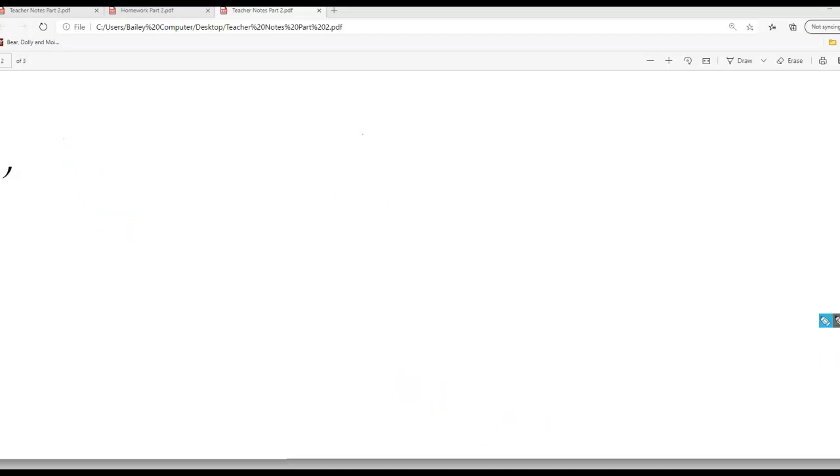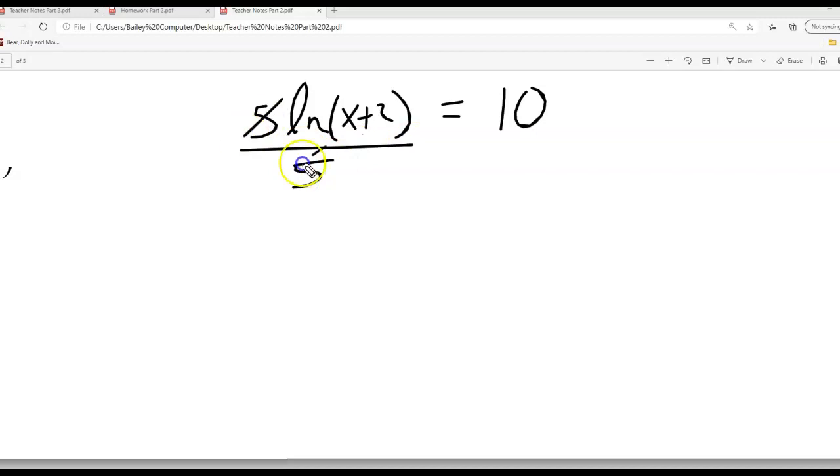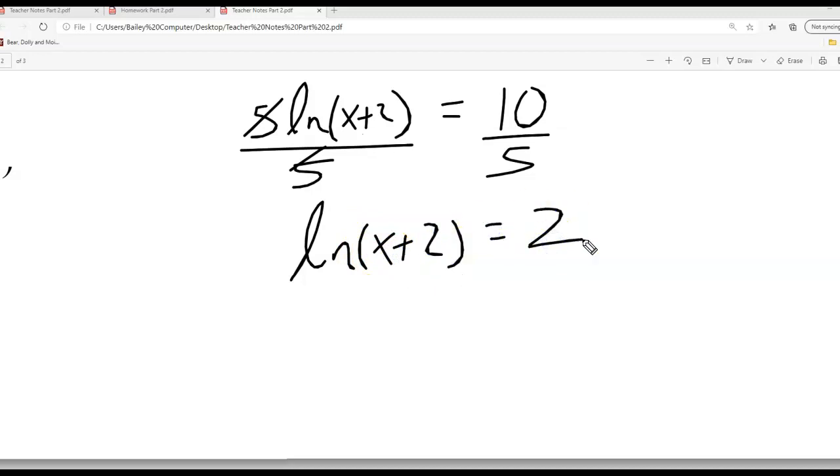All right. So let's just say that I had 5 ln of x plus 2 equals 10. Okay. So in this case, we want to get rid of the outside numbers first, right? Divide both sides by 5. And now this is one of the ones where you only have a log on one side. So the strategy is to change this into exponential form.